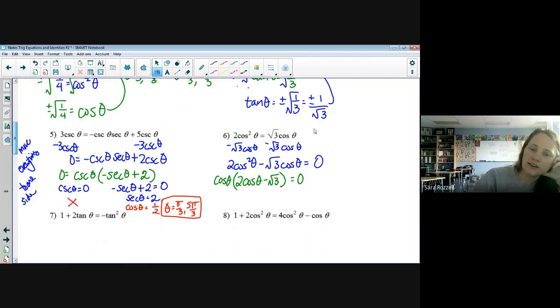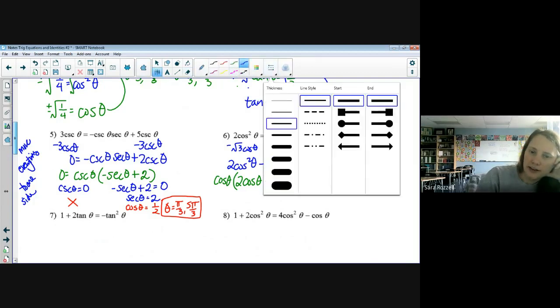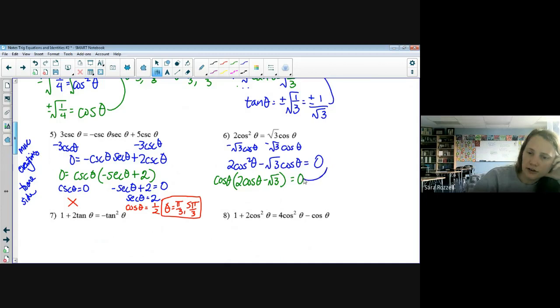So this is just like if I had a problem like this, 2x squared minus root 3x, and I just pulled the x to the front. But instead of x's, we just have the word cosine. All right, so I've got 2 separate problems now that I need to solve. I'm gonna arrow it over here so I have more space. I'm gonna do cosine theta is 0. And 2 cosine theta minus root 3 equals 0.